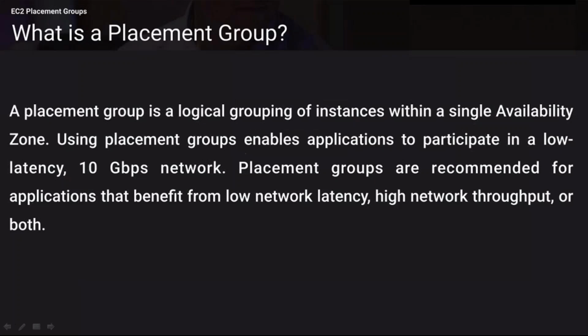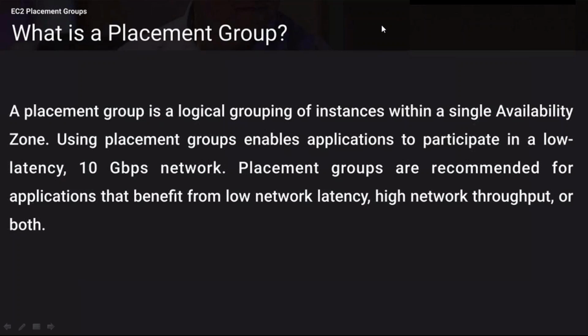Now, the next part is the placement groups. Placement groups, as I just said, is a theory topic that we just need to understand why we use it. A placement group is a logical grouping of instances within a single availability zone. Using placement groups enables applications to participate in a low latency 10 Gbps network. Placement groups are recommended for applications that benefit from low network latency, high network throughput, or both. Remember, I'll be able to combine the instances only in a single availability zone.